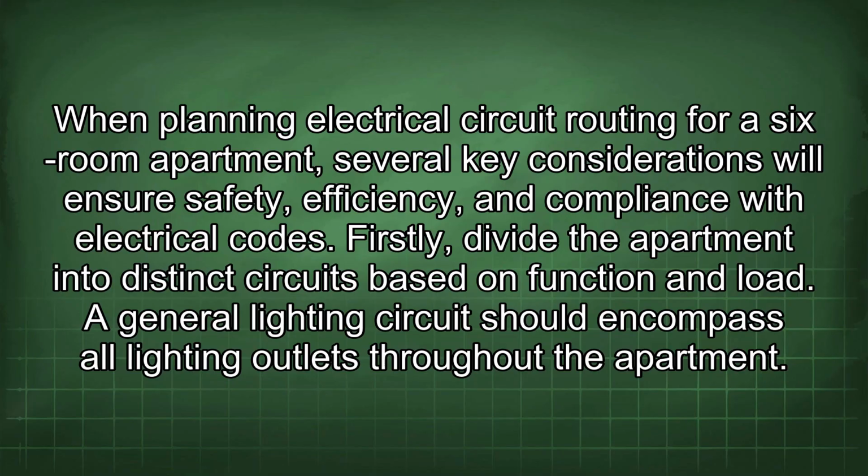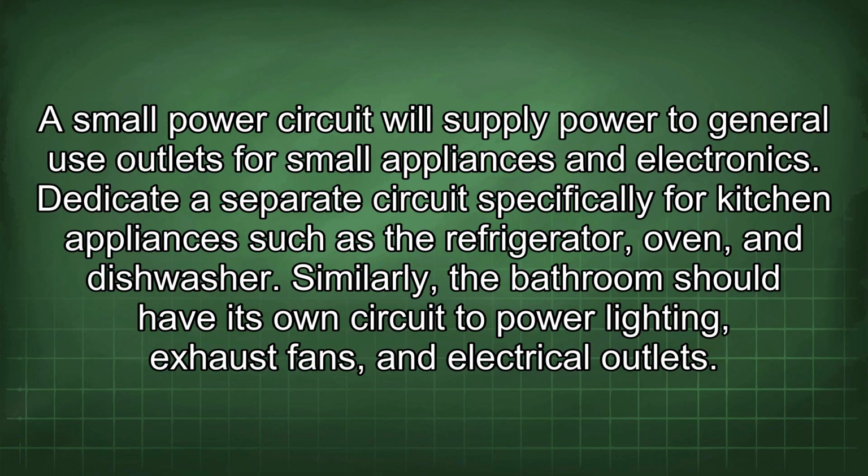When planning electrical circuit routing for a 6-room apartment, several key considerations will ensure safety, efficiency, and compliance with electrical codes. Firstly, divide the apartment into distinct circuits based on function and load. A general lighting circuit should encompass all lighting outlets throughout the apartment. A small power circuit will supply power to general use outlets for small appliances and electronics.